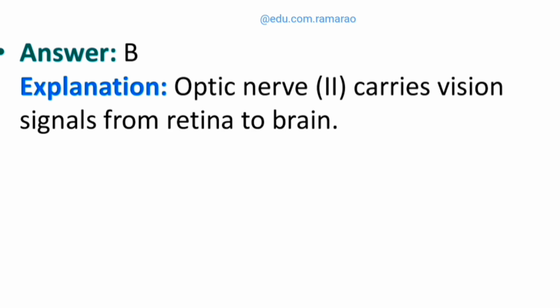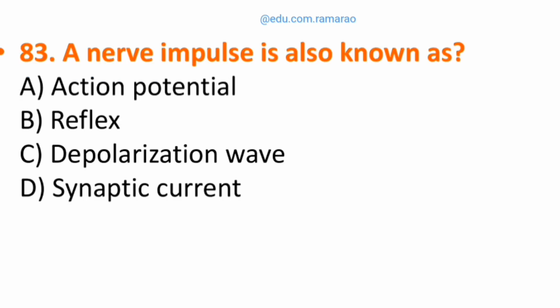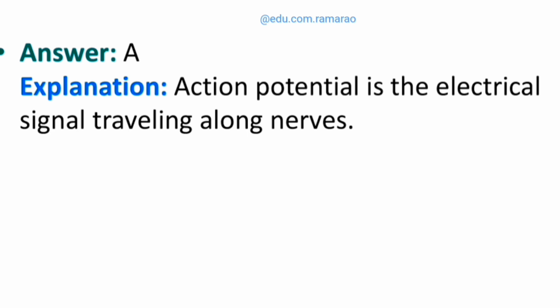The next question. A nerve impulse is also known as option A action potential, option B reflex, option C synaptic current, option D depolarization wave. The correct answer is option A. Action potential is the electrical signal traveling along nerves.